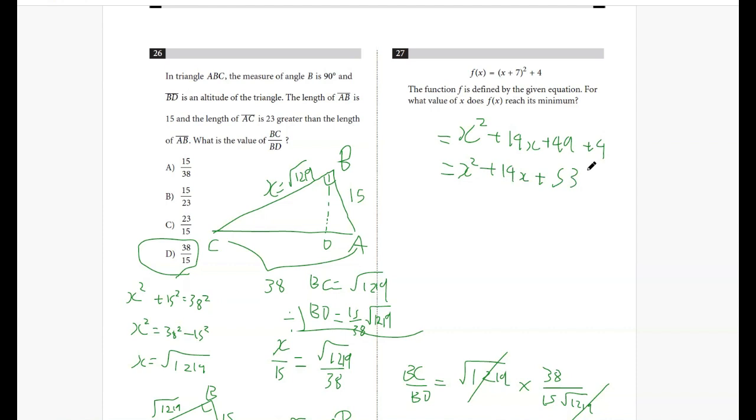And I'm going to go ahead and use this formula. When x is equal to minus b over 2a, this is when the function reaches its minimum. So we know that our b is 14, so 14 divided by 2 is equal to minus 7. Minus 7 is the correct answer.